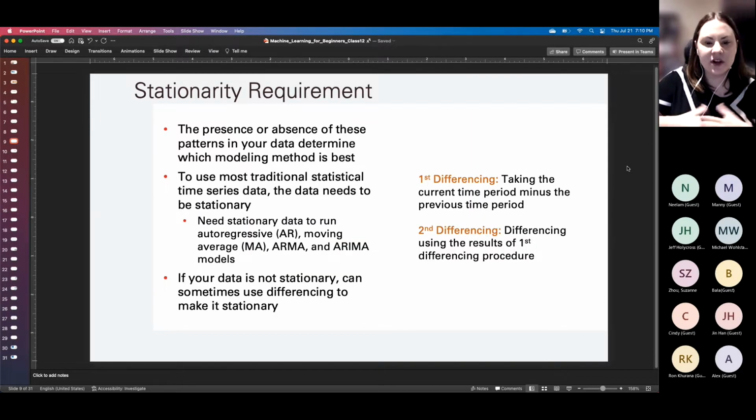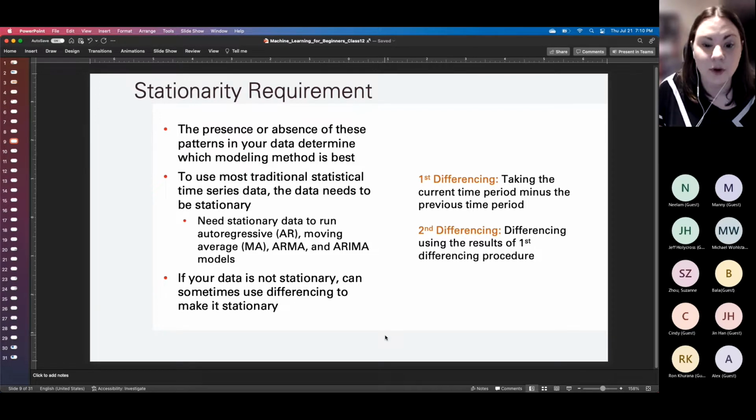So the stationary requirement really tells you what model to use. If you can get your data to be stationary, you probably want to use a more traditional statistical time series model. In this particular case, the ones that we covered in the last class, which is on my website if you want to learn a little bit more about it. Traditional statistical time series models are, for example, the ARIMA model, moving average, and autoregressive models. Those are simpler models, and we would think of them as traditional time series.